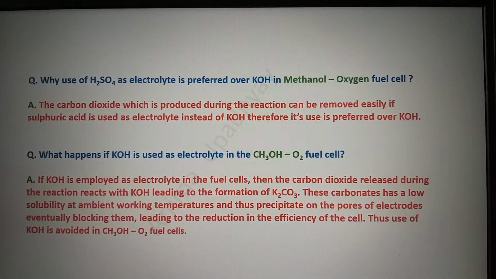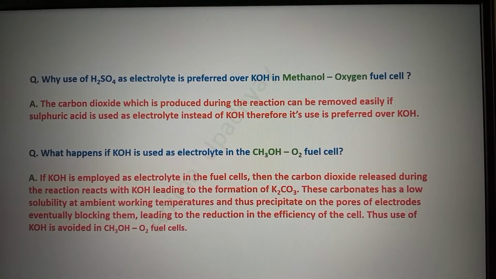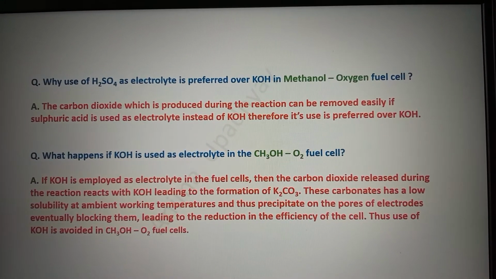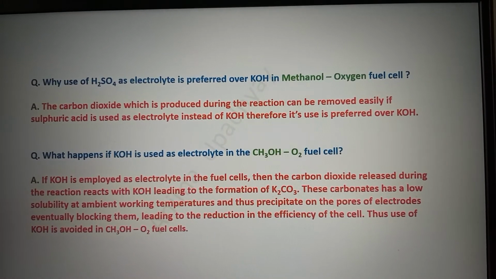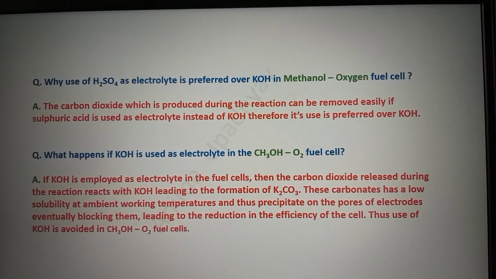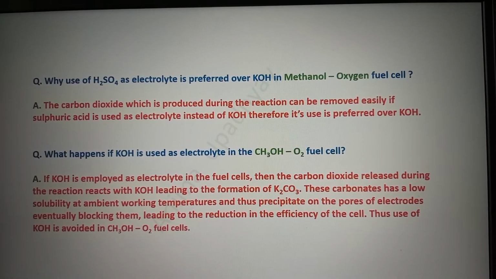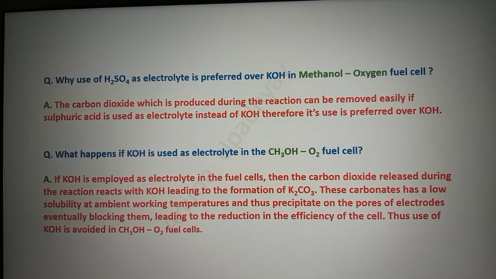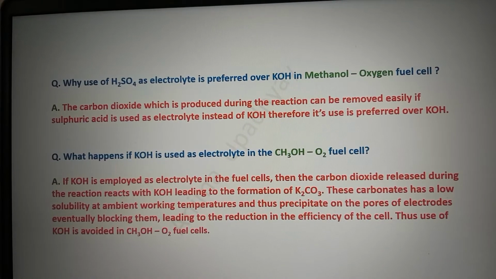So, why are we using sulfuric acid as electrolyte and not potassium hydroxide, which we have used in the hydrogen oxygen fuel cell? The reason behind it is that carbon dioxide is produced in the methanol oxygen fuel cell and not in the hydrogen oxygen fuel cell. And this carbon dioxide, which is produced as a result of the reaction between methanol and oxygen, can be removed easily if we are using sulfuric acid as the electrolyte. And this is the reason we prefer sulfuric acid as electrolyte over potassium hydroxide.